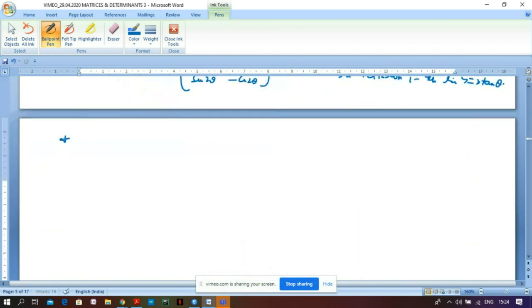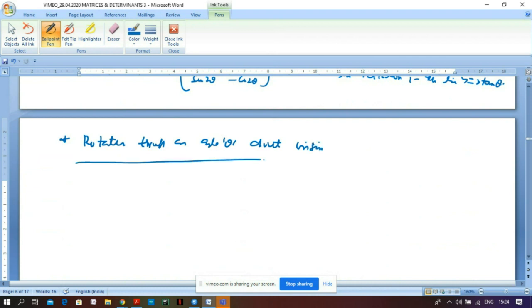The last one we will do is rotation through an angle theta about origin. This we will do in the last one.